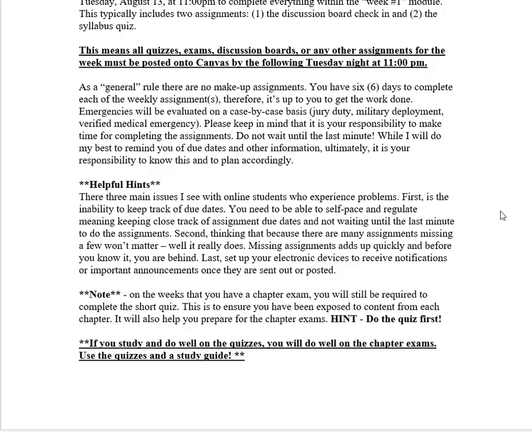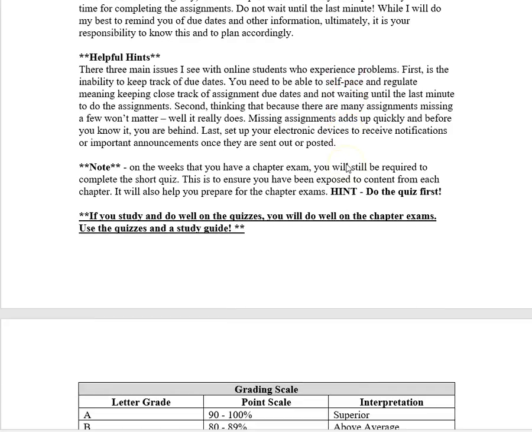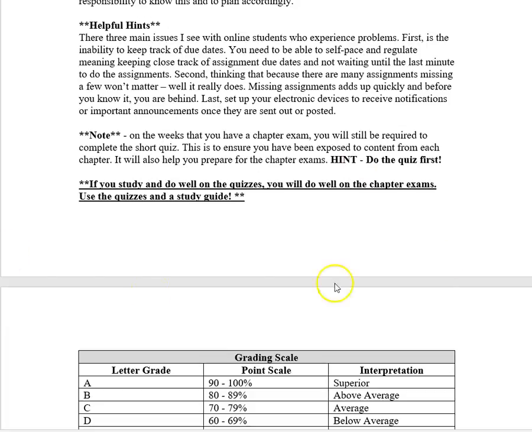But just keep in mind that at the end of the day, it's your responsibility to make time for completing the assignments. Please, and you'll hear me say it ad nauseum, do not wait until the last minute to do your stuff. And while I will do my best to remind you of due dates, and you'll probably get tired of me doing it, it's still, at the end of the day, your responsibility to know when things are due and plan accordingly. So let me help you. Let me go through this part to help you understand and give you some hints.